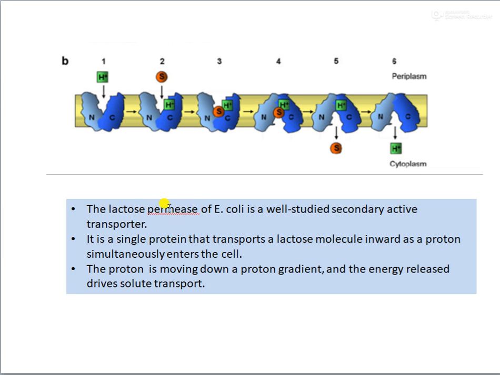And for this, the protein involved was lactose permease, and it interacts with two different components, that is a proton gradient as well as the lactose. As the proton gradient moves down, energy is released, and it also drives the solute into the cell. So that's about secondary active transport.